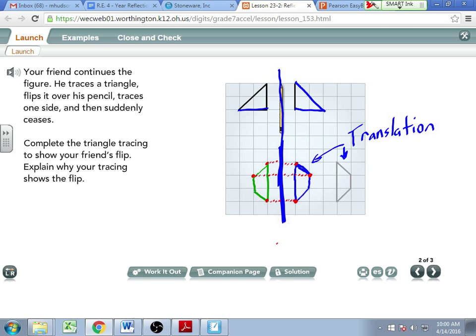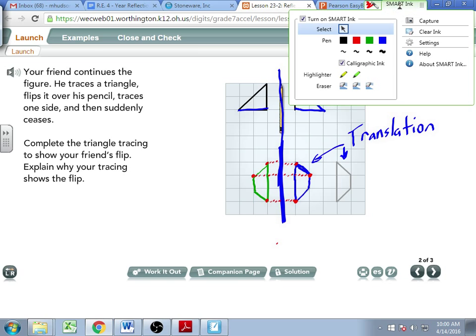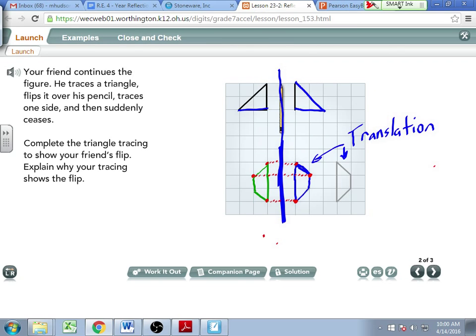So reflections are very nice and easy because all they do is take your shape and flip it, and they keep things equidistant from that line of reflection, just on the opposite side. So you might then also want to notate that although up here we had a translation, now we have a reflection.